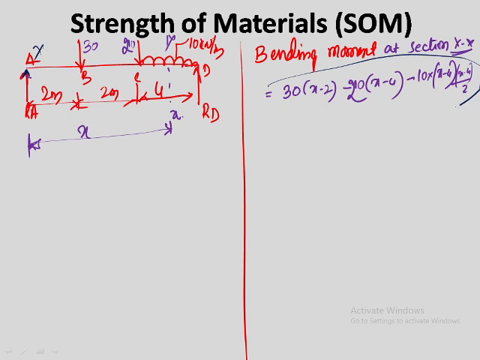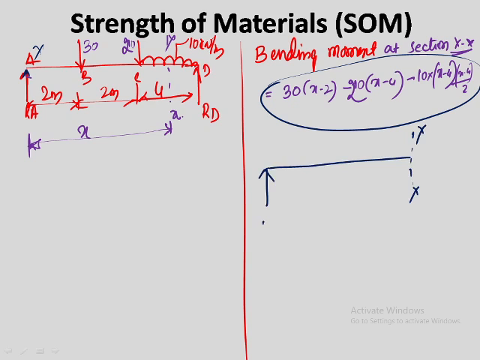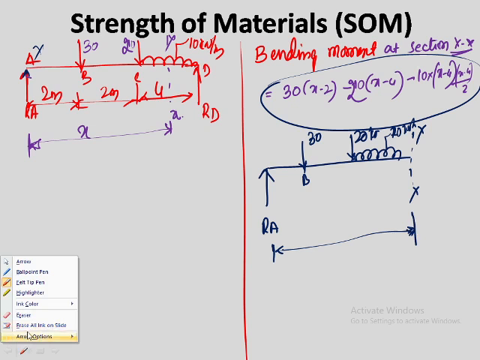So now let us look here. Now I will draw the diagram. You just carefully watch. Now this is the section xx. Now you have a reaction RA. Now this is 30 kilonewton. This is 20 kilonewton. It has a UDL of 10 kilonewton per meter. Now this is the distance of x. Are you agree?